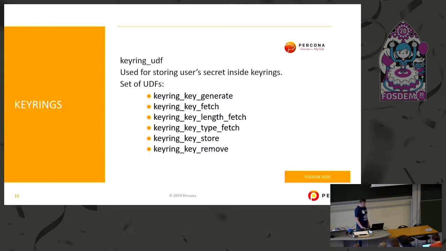And you can also use the Keyring UDF plugin, which users can use to store their own keys in the Vault server or in the keyring file. You can generate a new key, fetch a key, fetch key length and type, store a new key, and remove a key.